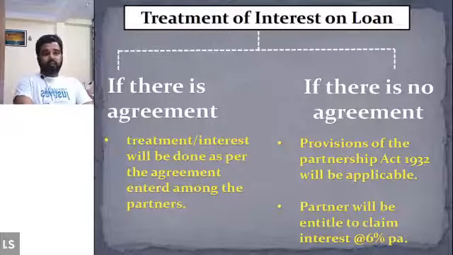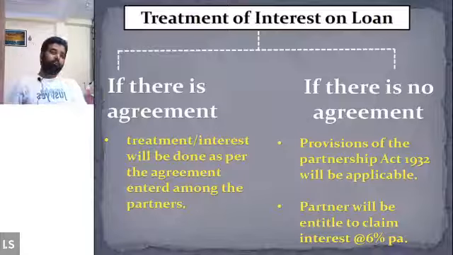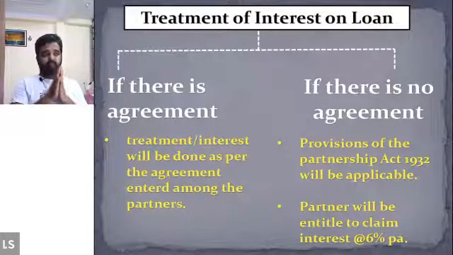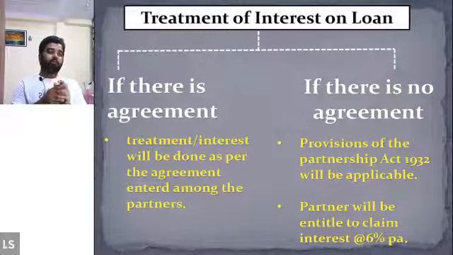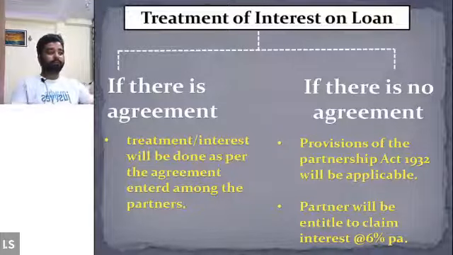And as all of you already know, the Partnership Act 1932 says that if there is no agreement among the partners regarding the payment of interest on loan, then the partner is entitled to claim interest at the rate of 6% per annum.